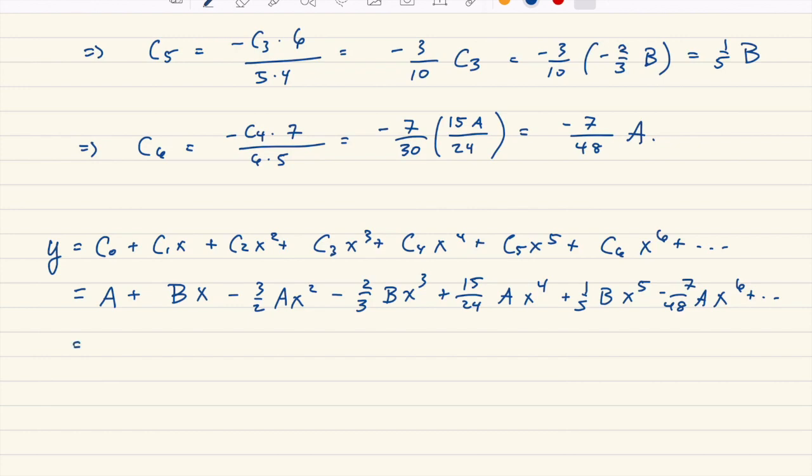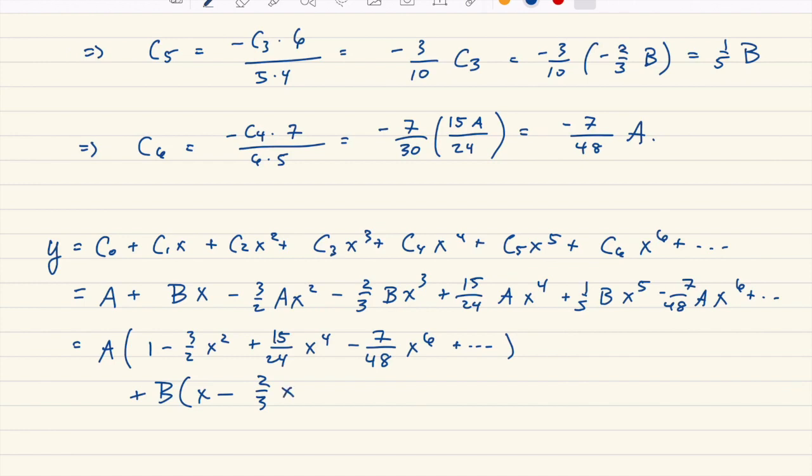So we know that this is going to be a times, we can just look at our a terms. We're going to have a times 1 minus 3/2 x squared plus 15 over 24 x to the fourth minus 7 over 48 x to the sixth, and so on, plus b times x minus 2/3 x cubed plus 1/5 x to the fifth, and so on. We don't have any more terms there.